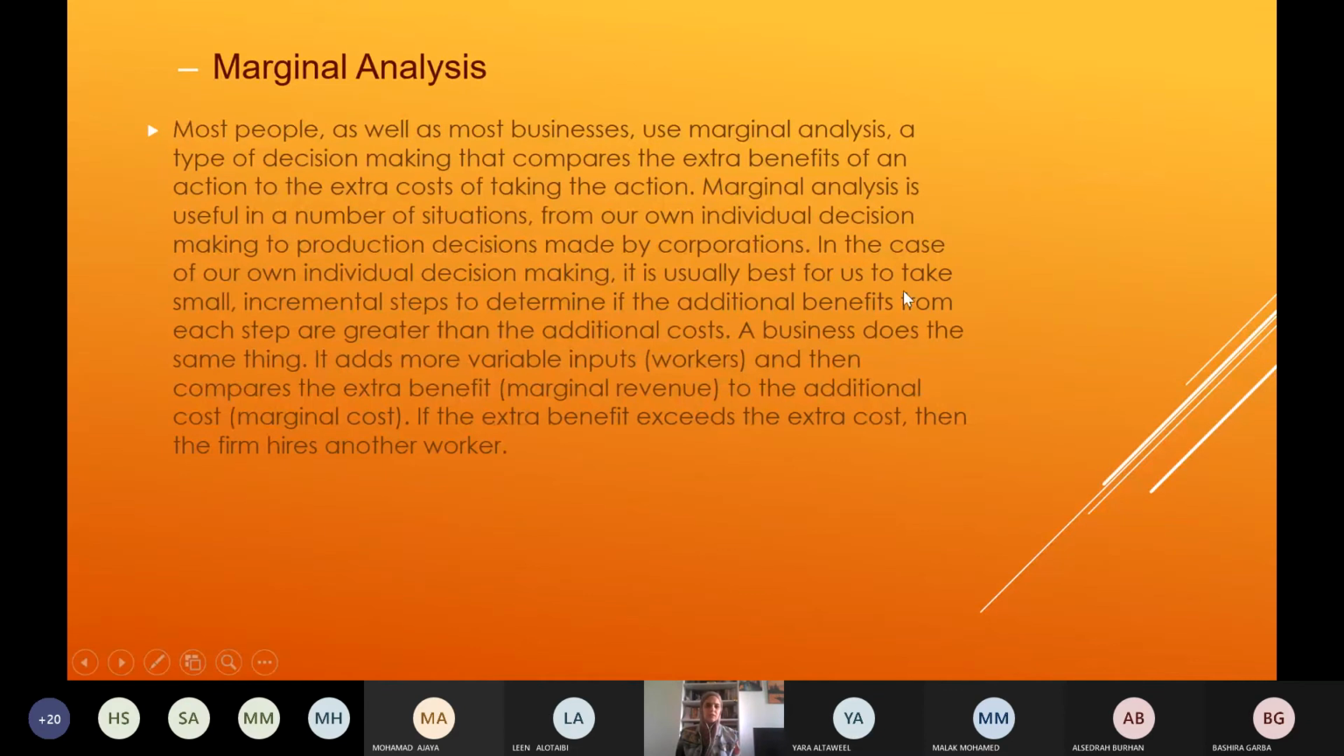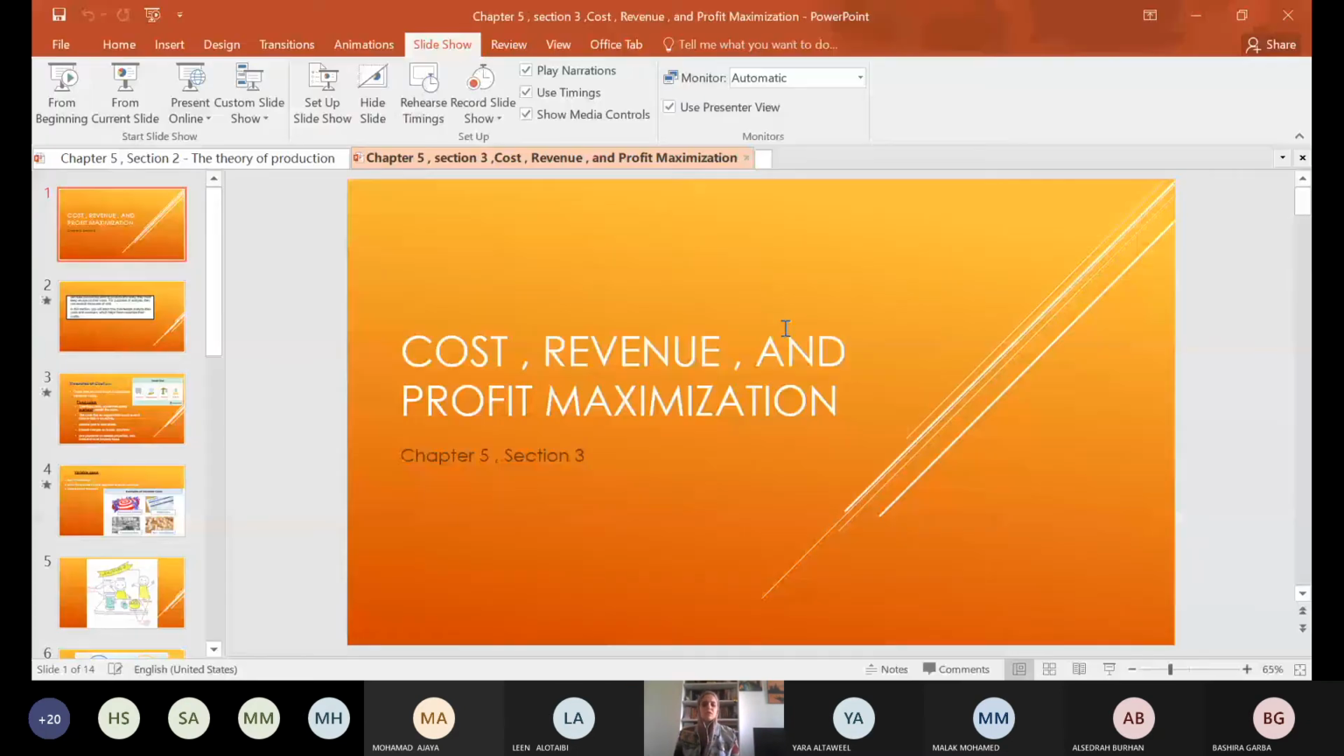Okay, that's it, girls. That's what you are asked for the coming quiz. That's it, the 2 PowerPoints: the stages of production, theory of production, and the cost, revenue, and profit maximization.